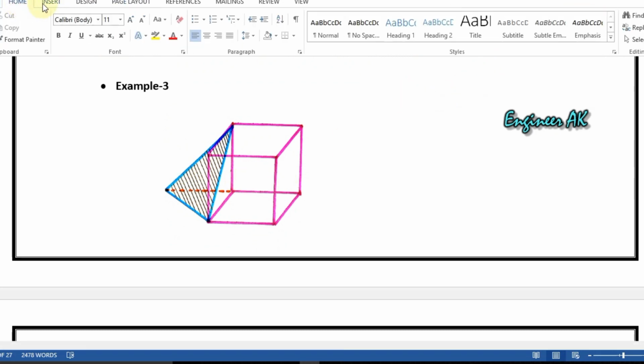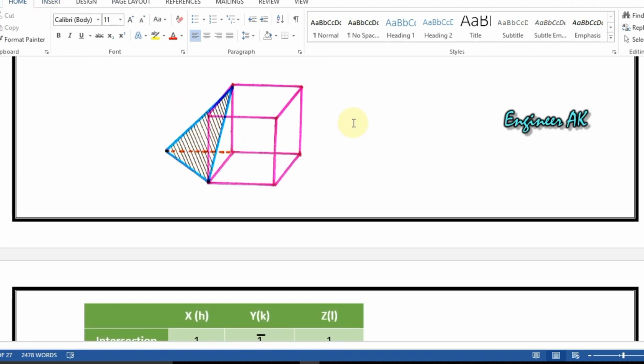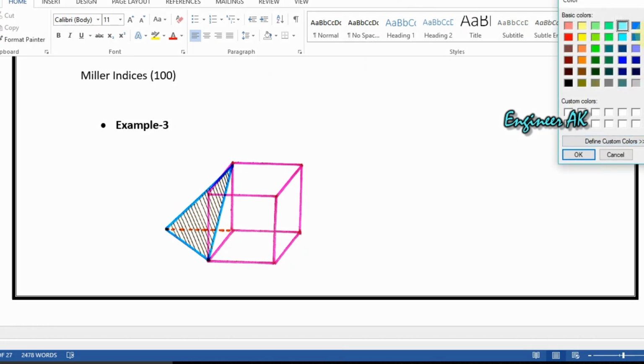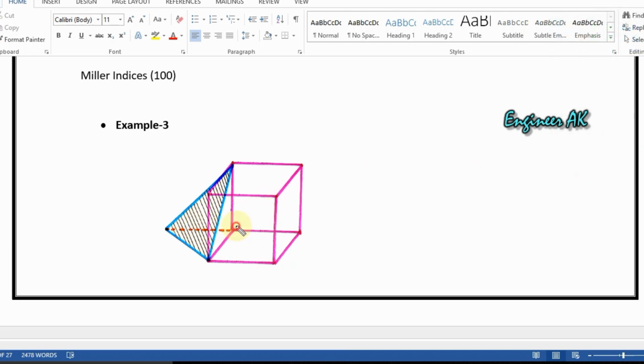Okay, so in this kind of scenario, what you have to do, let me select this green one. Here, let's suppose I am taking this as my origin, and this as my x-axis, this as my y-axis, and this as my z-axis.